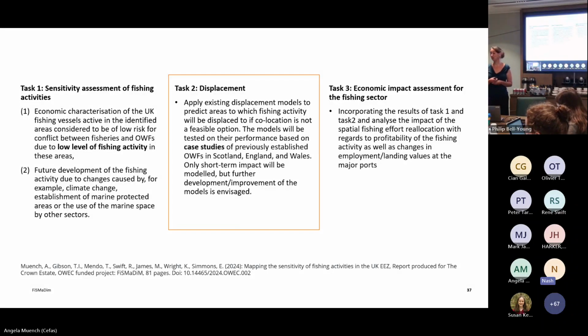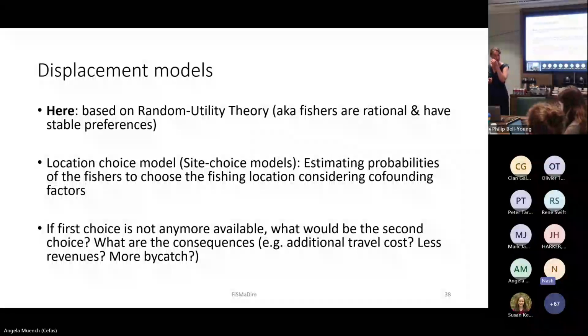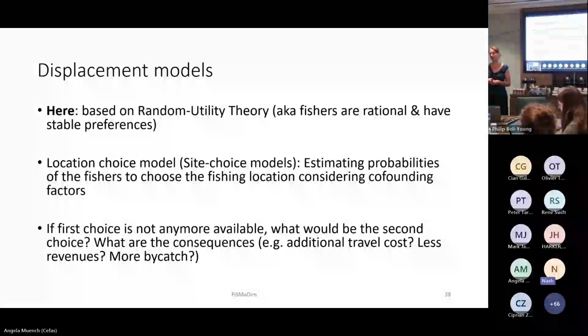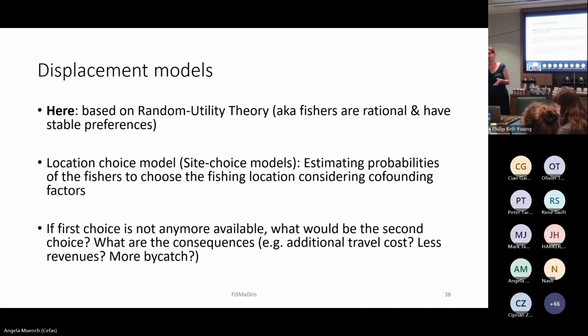So task 2, displacement modeling. Displacement models is the terminology used quite often nowadays. Some people simply ask fishers, using a stated preference approach: where would you displace to? Some people make assumptions. What we did in this project was use random utility theory. We simply assumed fishers are rational and have stable preferences, which more or less means fishers maximize profit over time.